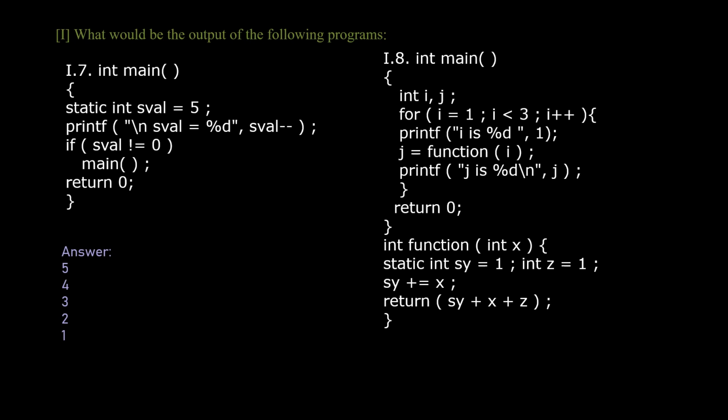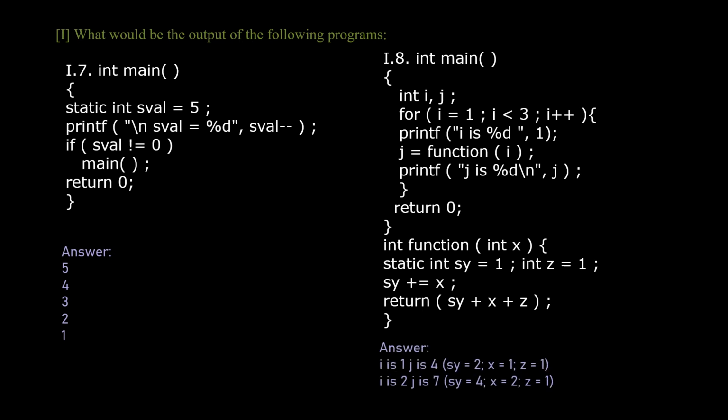And then to compute j, previously sy was 2. So now again we are passing x as 2. So sy will be 2 plus 2, 4. z is 1. So 4 plus 1, 5, x is 2, 7.